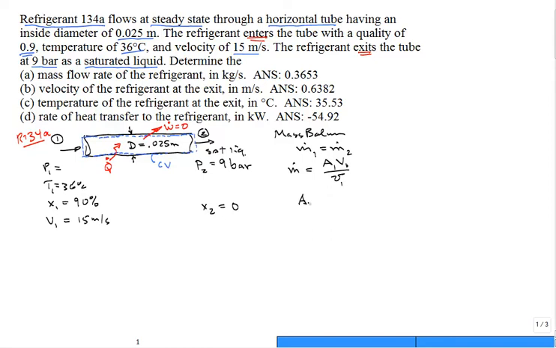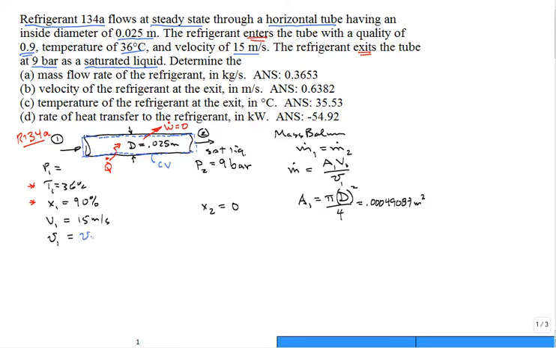So our area at 1 is pi, diameter at 1, which is the same as the diameter everywhere, squared divided by 4. So we can calculate that area. That area comes in 0.0004987 meters squared. Okay. Then what we need is we need the specific volume, V sub 1. Well, that's a property. We know the temperature and the quality at state 1. That allows us to calculate V sub 1. We've done that a few times.